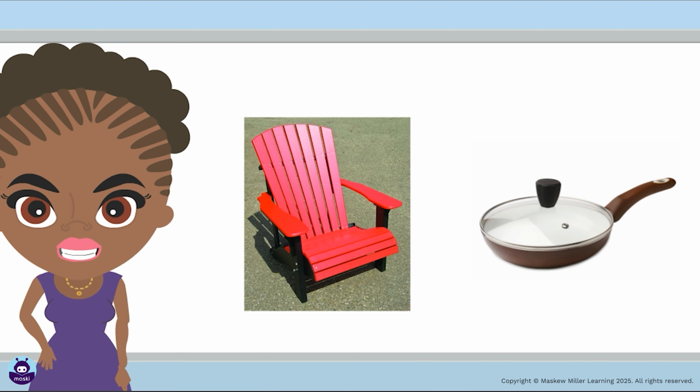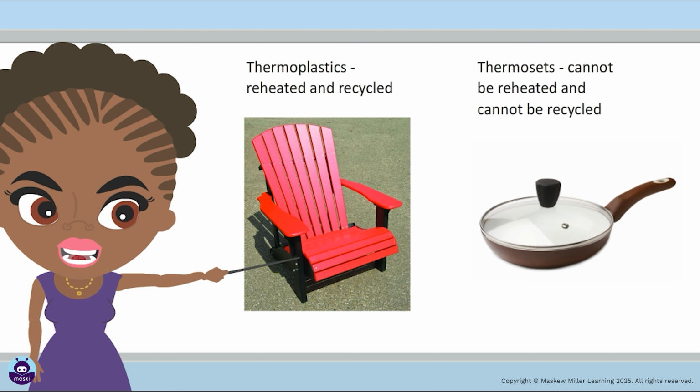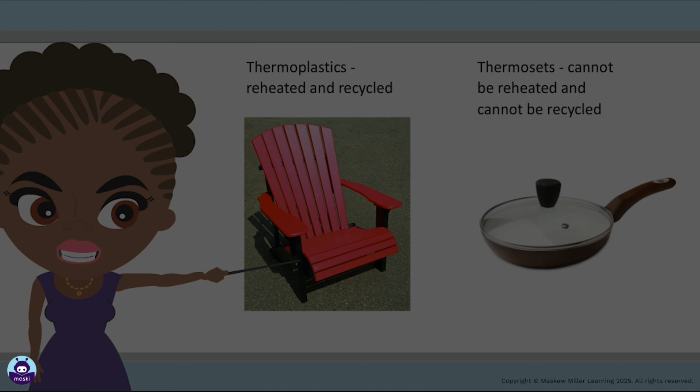Plastics can be placed into two main groups. Thermoplastics: these plastics can be reheated and remolded. They can be recycled. Thermosets: these plastics are strong and hard and can withstand high temperatures. Once heated, they cannot be reheated and cannot be recycled.